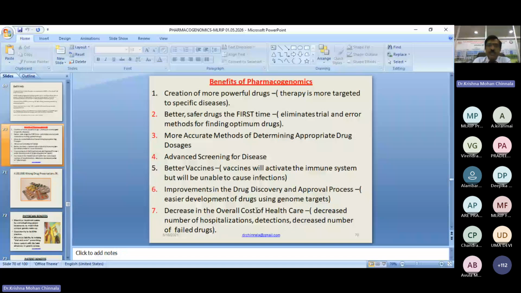And better vaccines will activate the immune system but will be unable to cause infections. Okay, so improvements in the drug discovery and approval process, easier development of drugs using genome targets. This is what is important for the research scholars here. And decrease in the overall cost of healthcare. Obviously, whatever the treatment you are thinking of, the government also will think about the affordability of medicines.